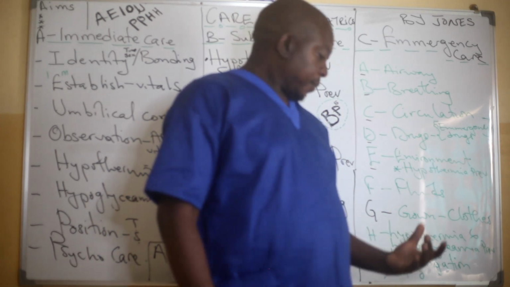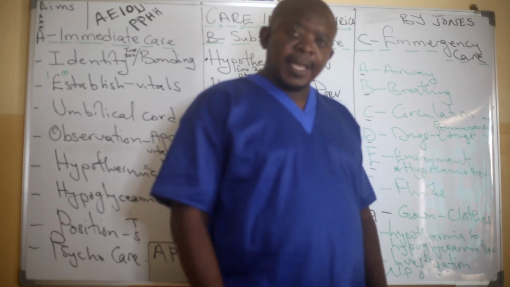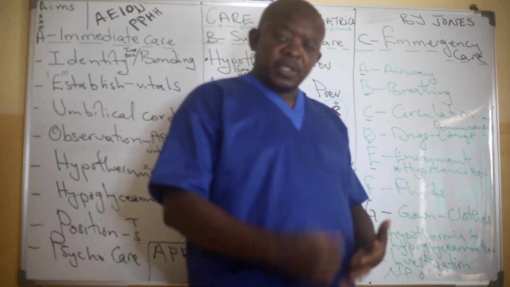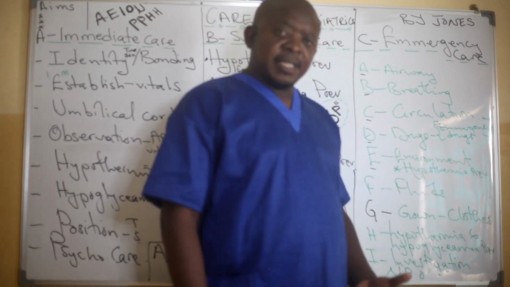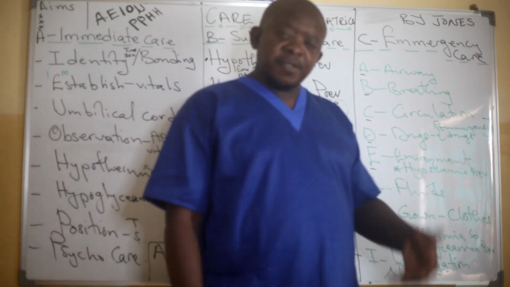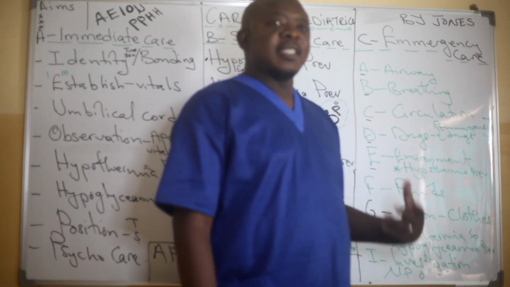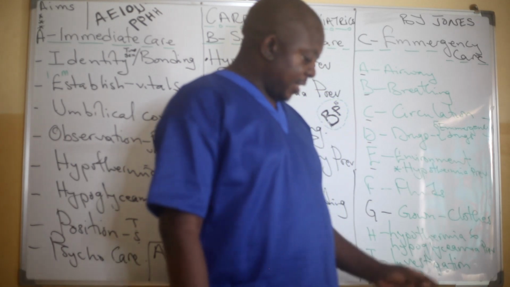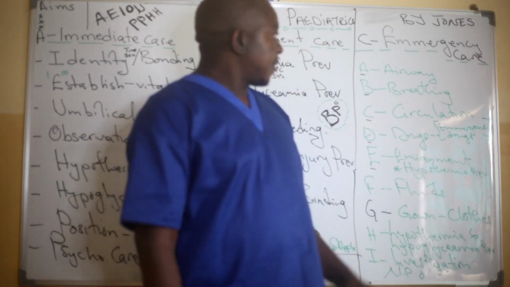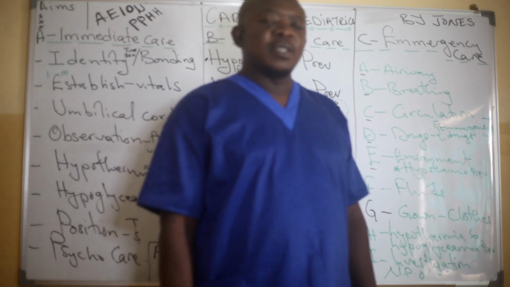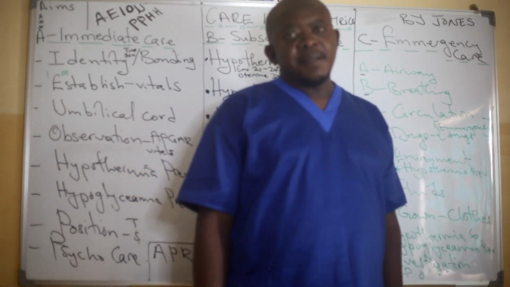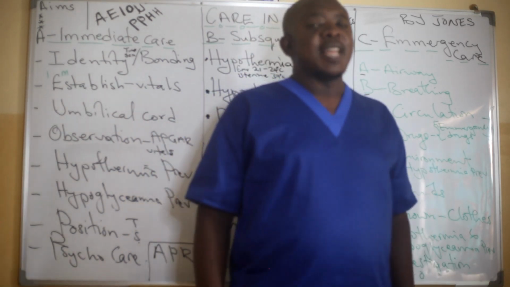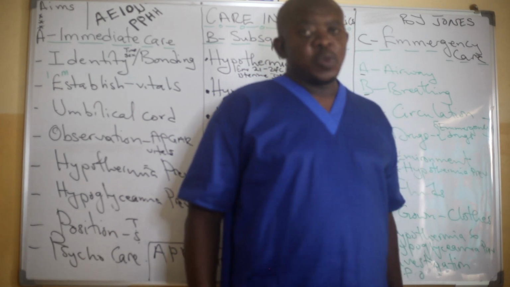Okay, so P, psychological care. P for position to prevent sudden infant death syndrome. P for prevention of infection because these babies are prone to infections. Then O is observations. Here, observations in the emergency care will only be general and depending on the type of emergency which has come.